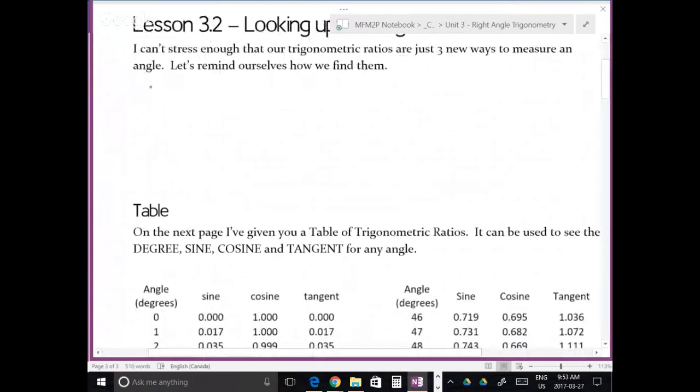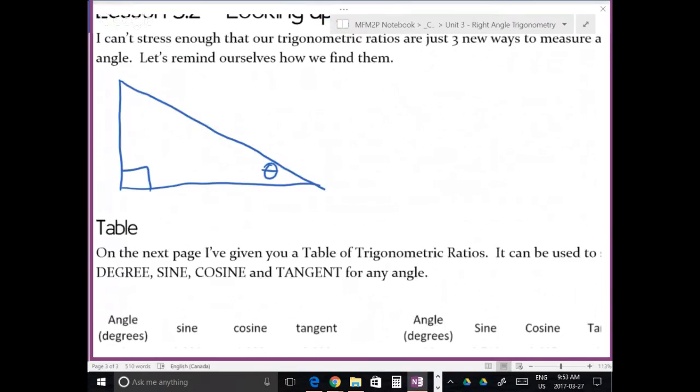If I had any right angle triangle, you can draw any one you want. It doesn't have to be the same as mine. I'm going to pick this angle down here in the bottom right-hand corner, and I want to know about that angle. What symbol would I put in that corner? An O with a line through it. What's that called? Theta. Good. So there's my theta, my angle of interest.